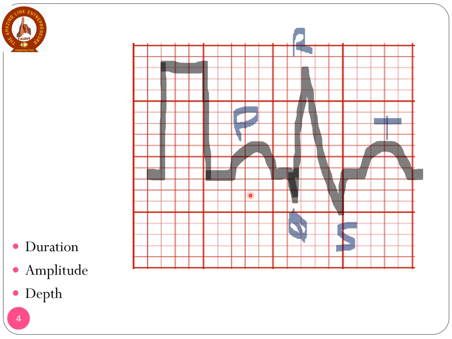Let's look at the duration of the PR interval. The PR interval is measured from the onset of P wave to the onset of the QRS complex. So let's look at the number of small squares embraced.